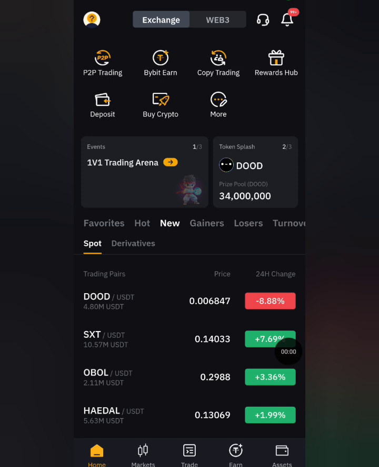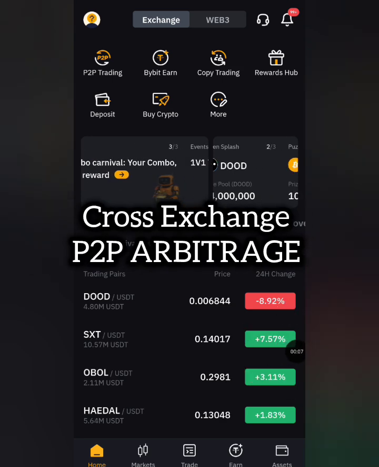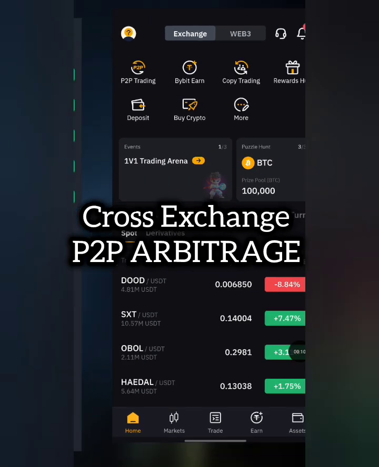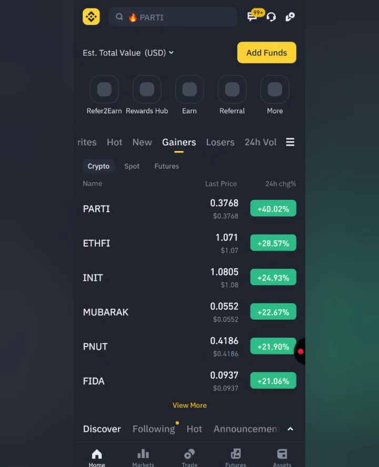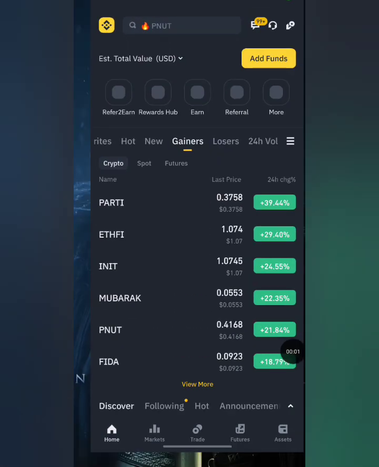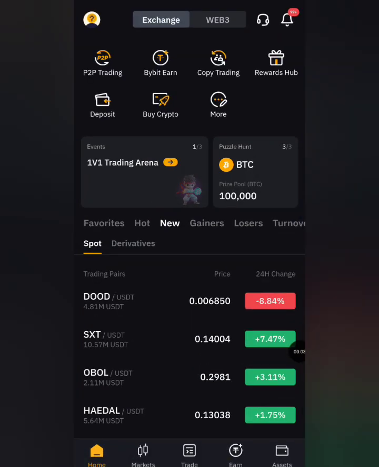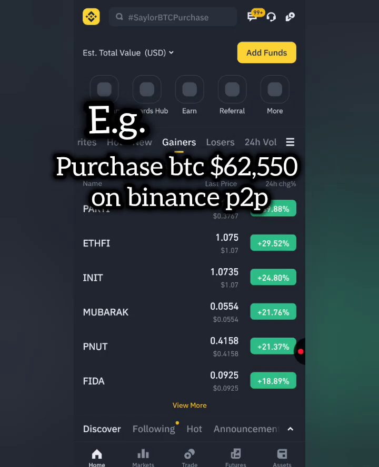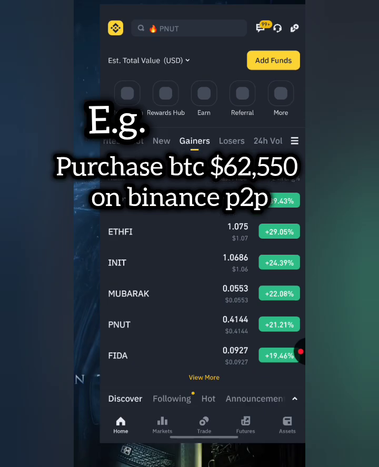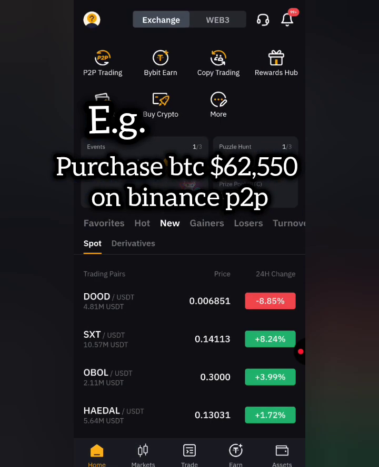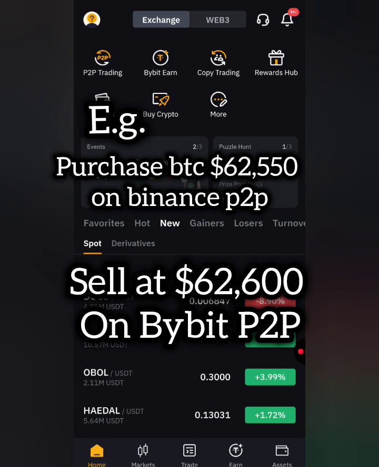Okay, now still under P2P arbitrage, the cross exchange P2P arbitrage. Now this involves you buying from the P2P market of, let's say, Binance at a lower price, and then you move your funds to the BYBIT and sell it at the P2P market. Okay, so let's say you are purchasing BTC at the price of $62,550 on the Binance P2P. Okay, then you've purchased it already, so you move your BTC to the BYBIT, where you could be selling at $62,600, and you could actually make about $50 profit performing an arbitrage like that. Okay, so that's just an illustration of what cross exchange P2P arbitrage looks like.